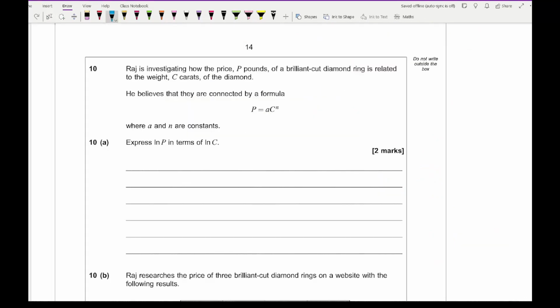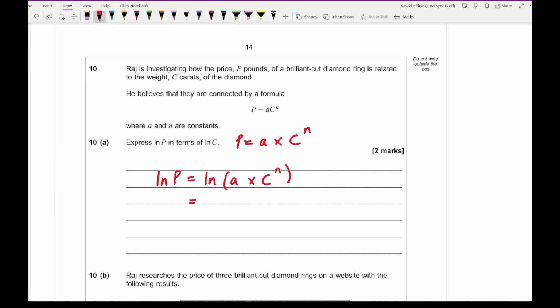Then moving on to question 10, it says that Raj is investigating how the price in £P of a brilliant cut diamond ring is related to the weight C carat of a diamond. He believes that they are connected by the formula P equals A C to the power of n, where A and n are constants. Express ln P in terms of ln C. So what we've got in terms of this formula is P equals A times C to the power of n. So if I take the natural log of both sides, I get ln P equals ln of A times C to the n.